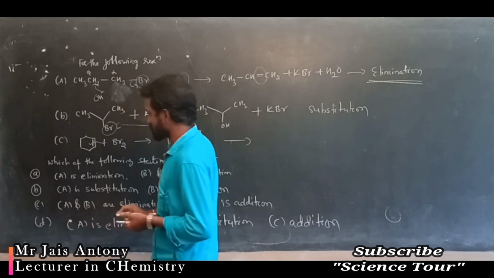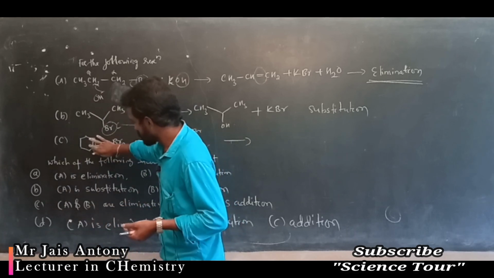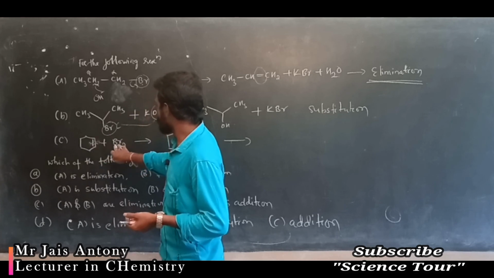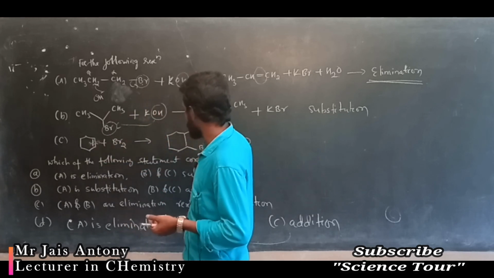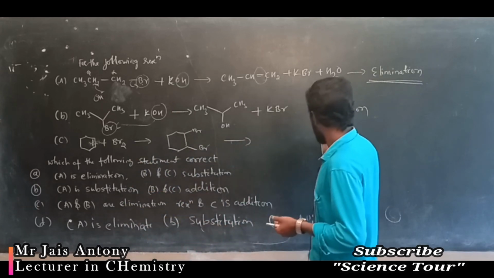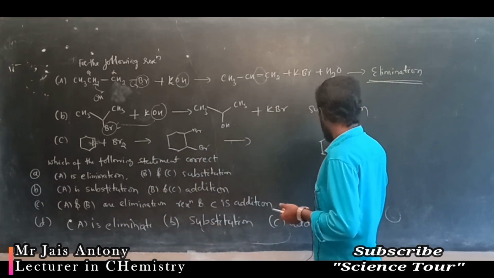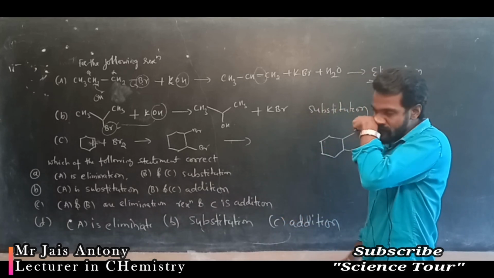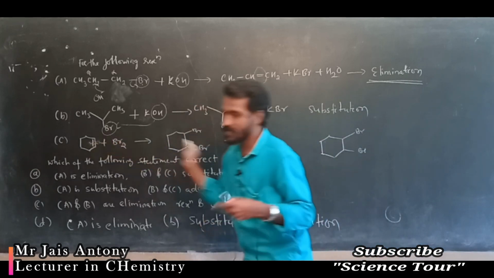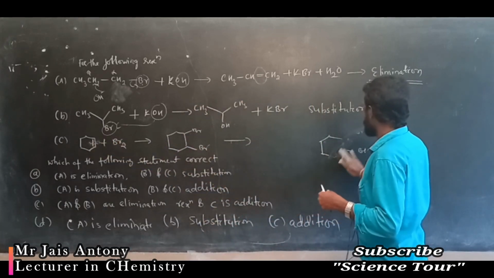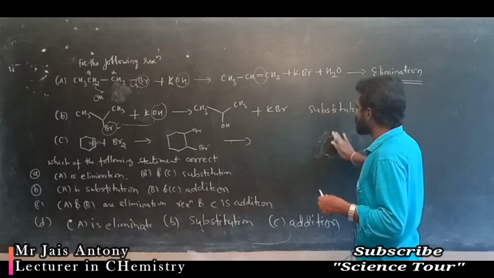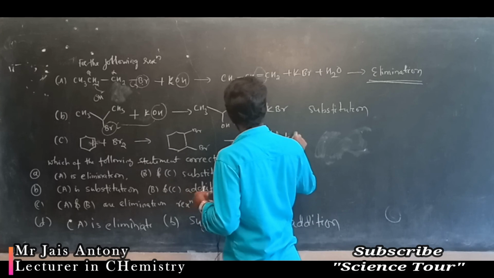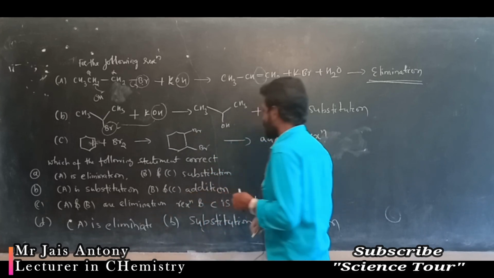Third one, here this bond breaks like this. Here a double bond is there. Look at this, and this bond breaks, and it forms two bonds with the two bromine like this. Inside one bond is there, no? That bond breaks. Here the bond breaks and this Br is added, then it is addition reaction. Addition reaction.